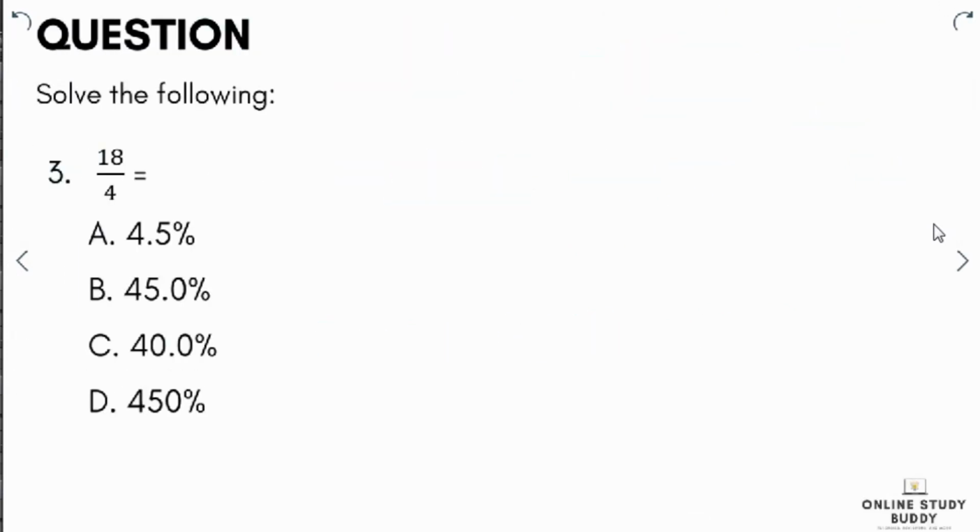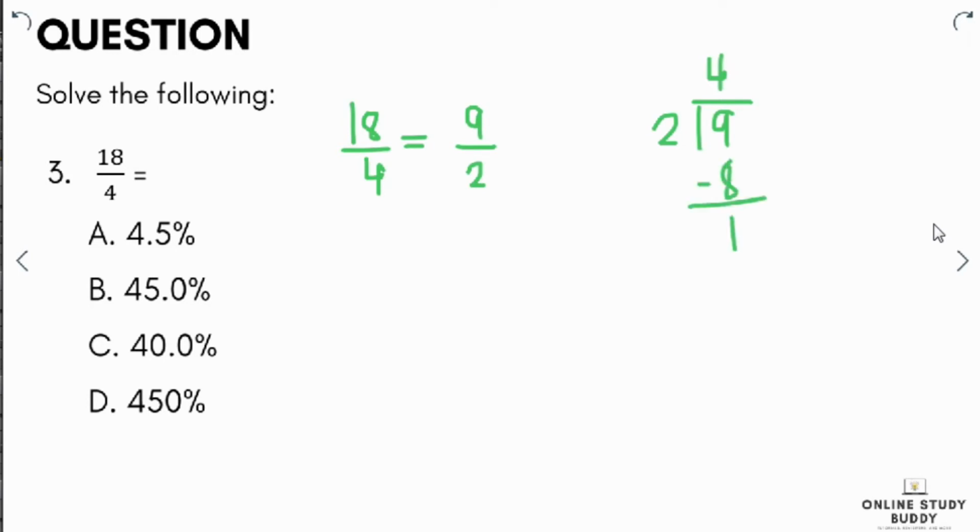So our next item is 18 over 4 is equal to what? So we have to express 18 over 4 in percent form. So yung 18 over 4, since they have the common factor of 2, we can cancel this and simplify this fraction as 9 over 2. Now let's proceed with dividing these numbers. So 9 divided by 2 is 4. Then multiply 4 times 2 equals 8. Get the difference. It is 1.